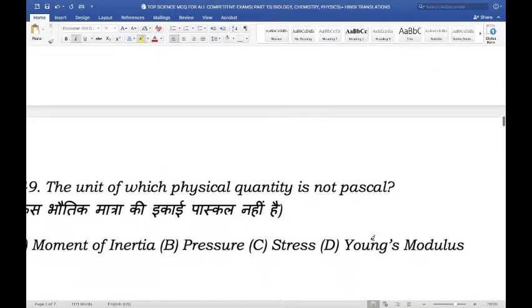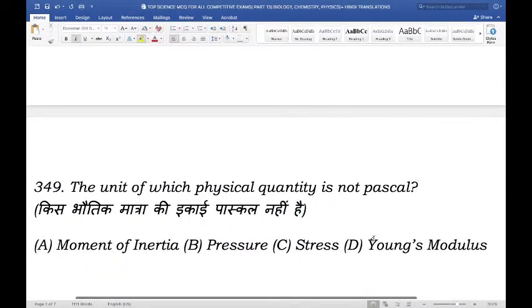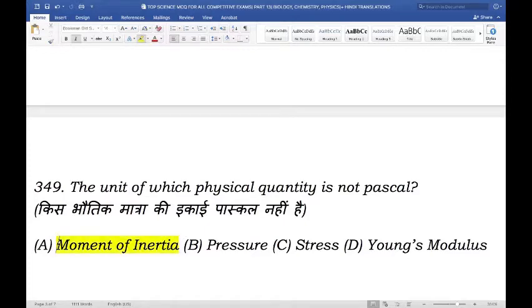Moving on. The unit of which physical quantity is not Pascal. So out of these options, which does not use the unit Pascal? Is it moment of inertia, pressure, stress, or Young's modulus? Again, if you've seen the previous parts, you would know that Pascal is a unit for pressure, stress, and Young's modulus, which therefore eliminates moment of inertia.